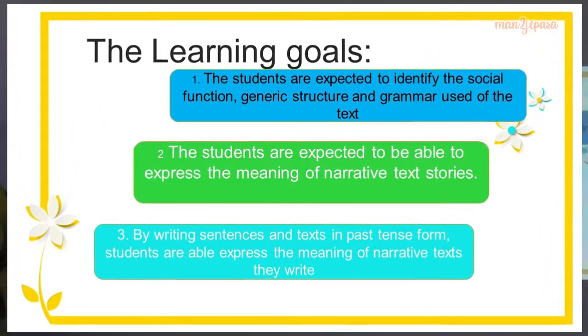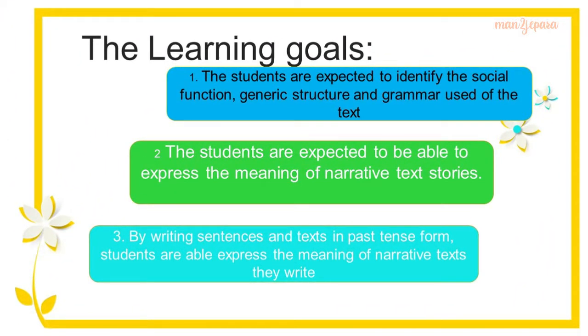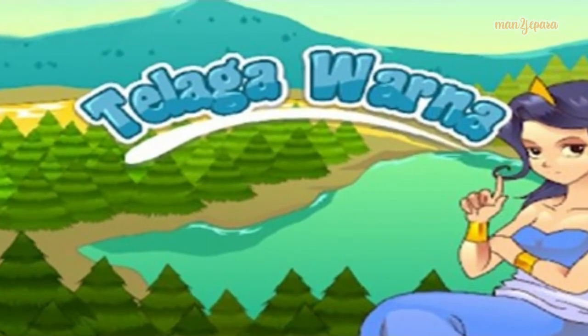But before we study about narrative text, I will explain the learning objectives of this lesson. The first, the students are expected to identify the social function, generic structure, and grammar used of the text. The second, the students are expected to be able to express the meaning of narrative text stories. The third, by writing sentences and text in the past tense form, students are able to express the meaning of narrative text they write.